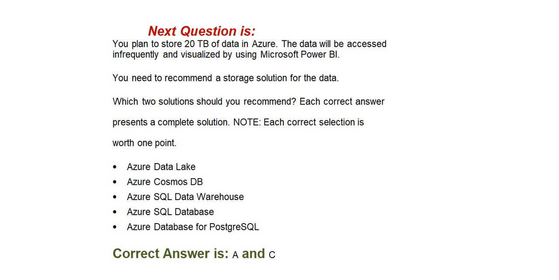Options are: Option A, Azure Data Lake. Option B, Azure Cosmos DB. Option C, Azure SQL Data Warehouse. Option D, Azure SQL Database. Option E, Azure Database for PostgreSQL. Correct answer is option A and option C, Azure Data Lake and Azure SQL Data Warehouse.